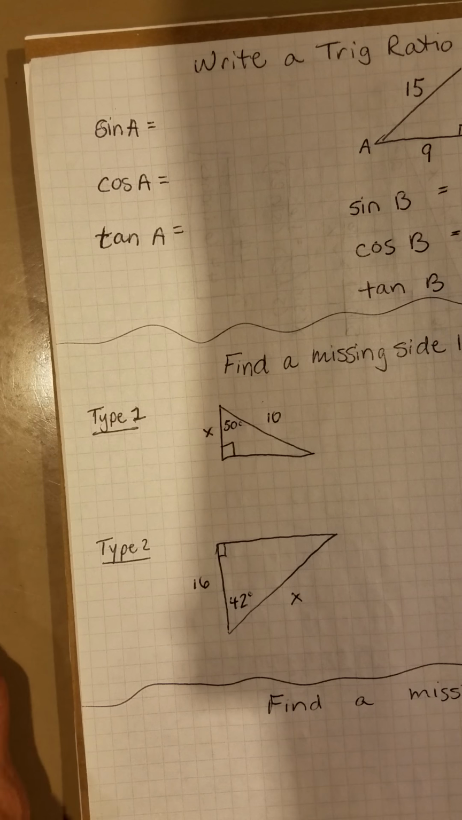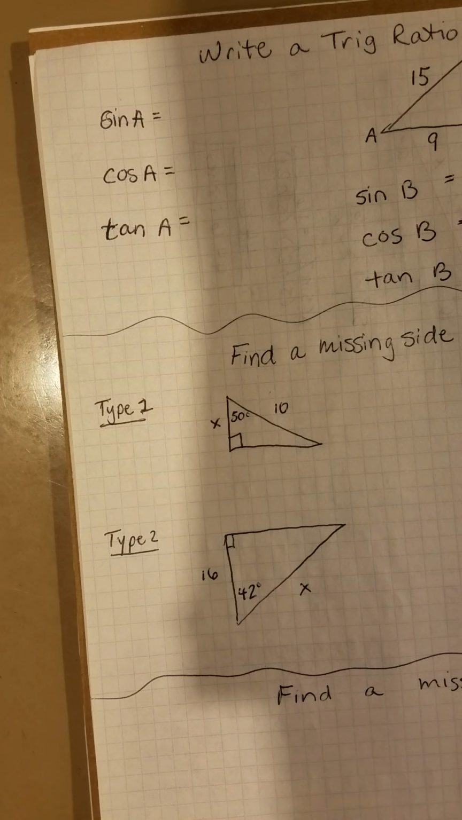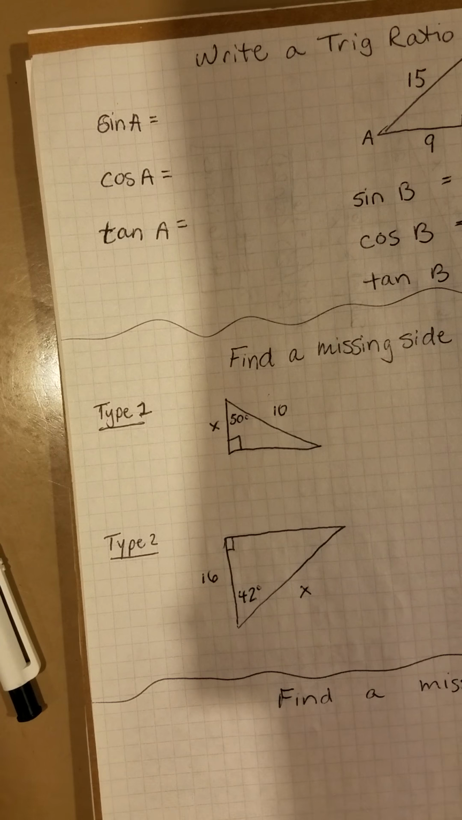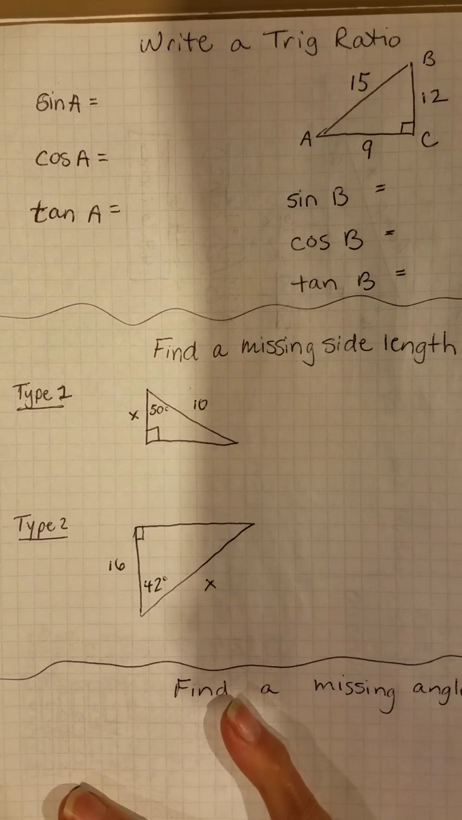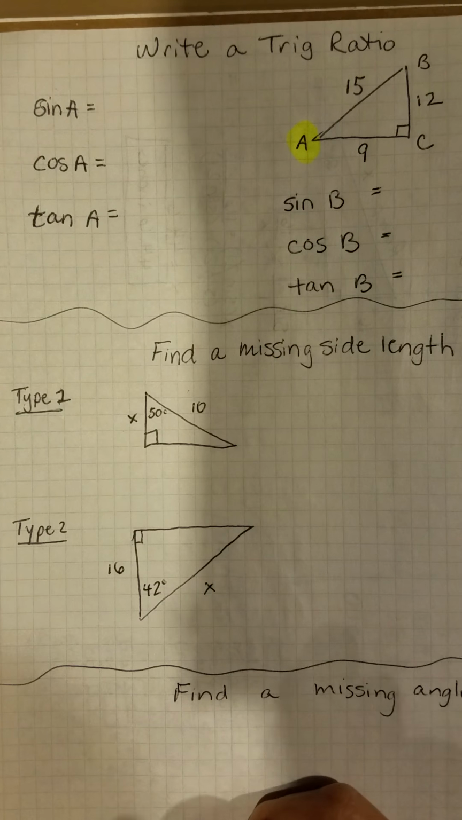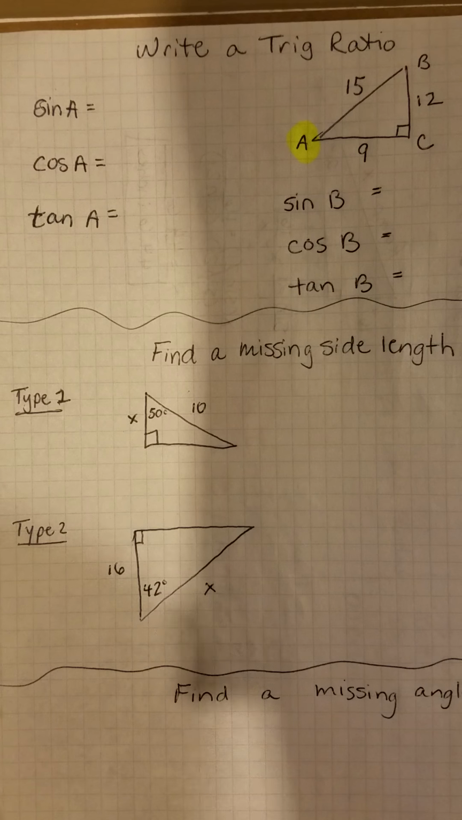Writing a trig ratio, finding a missing side length, and finding a missing angle measure. This is all review, so hopefully you can just watch this. I'm going to rush through it. We are asked to write a trig ratio for angle A. So I look at the triangle that I'm given and I highlight, circle, do whatever I need to do so I can see angle A, which is my reference angle.